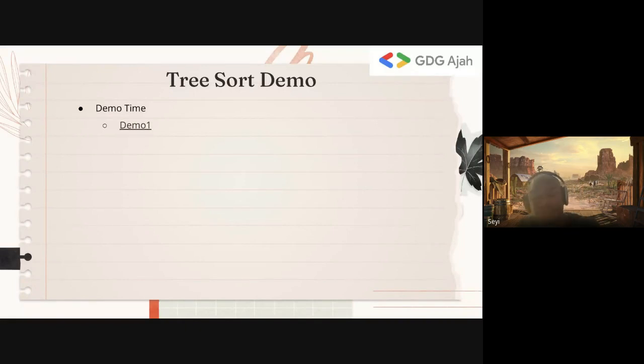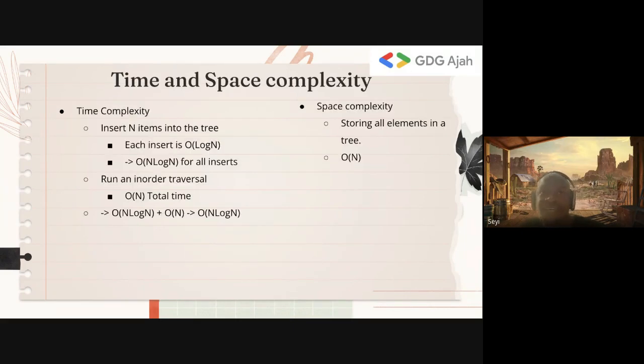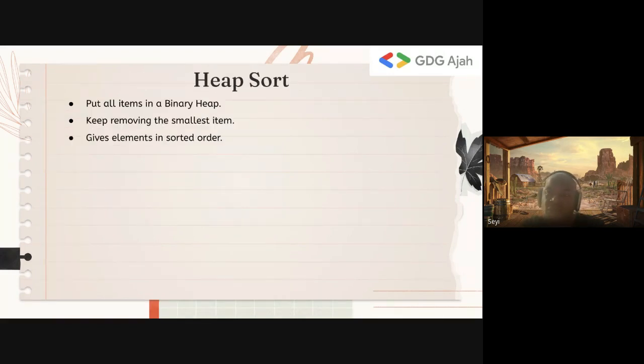See now, the problem is still the same problem. We just introduce the data structure to simplify the problem. Now you might say that okay, it incurs extra space, but O of n extra space is not too bad if I don't have any better solution to it. So inserting n items into the tree is n log n for all the inserts. Running an in-order traversal is O of n. So total time complexity is O of n log n. And the space complexity, because you are storing all the elements in the tree, is O of n. You're taking extra space. Now, what about the heap?